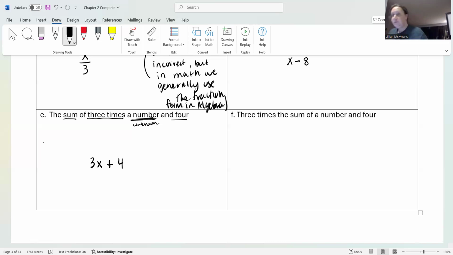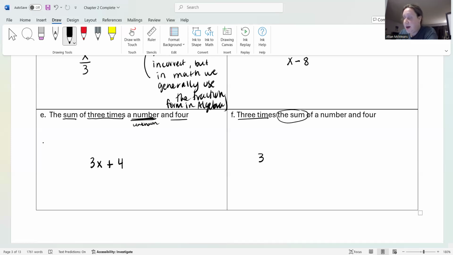Okay? Now, just to throw your world completely into chaos, let's look at part F. Now, for part F, we have 3 times the sum of a number and 4. Well, you're thinking to yourself, gosh, that sounds a lot like part E. It has a lot of the same parts as E, but it is not the same as E. So be really careful. The subtlety here is going to make a huge difference when it comes to the actual math. So here we want 3 times an entire sum.